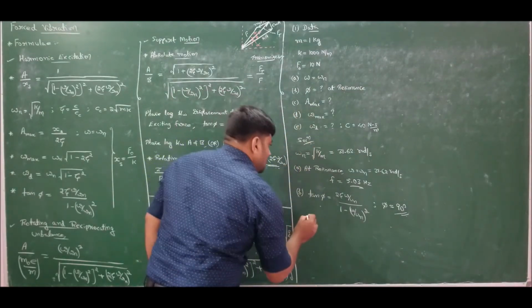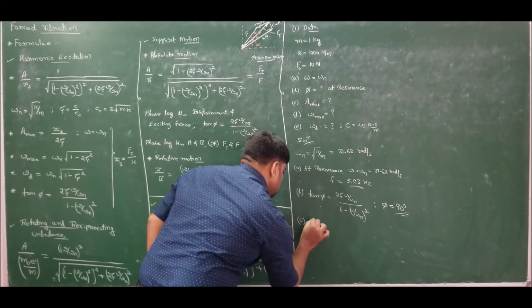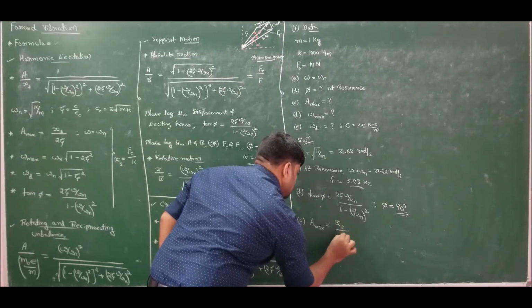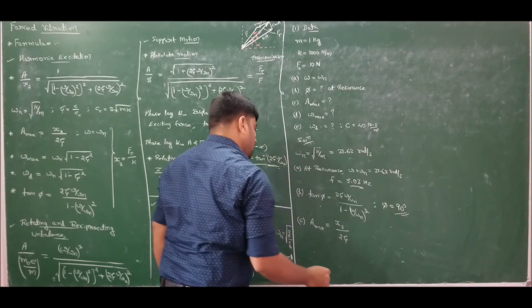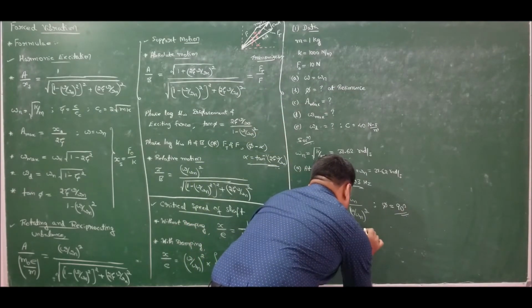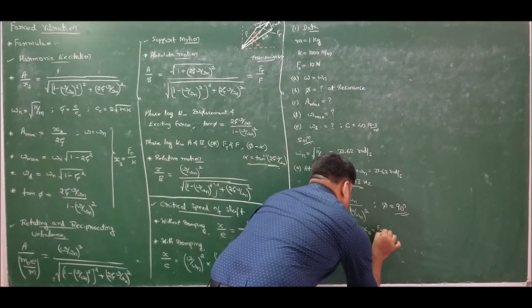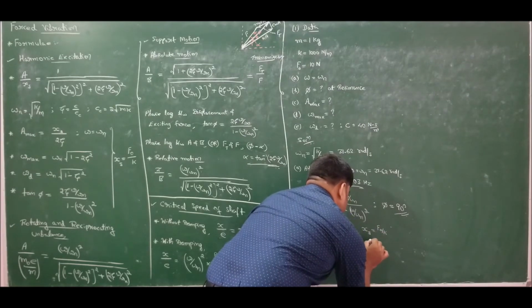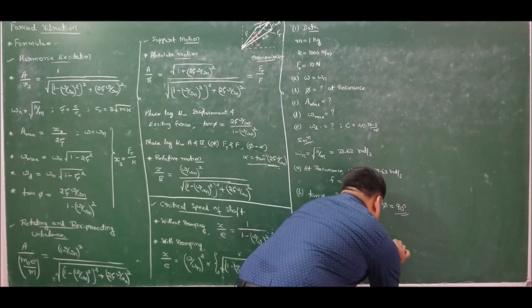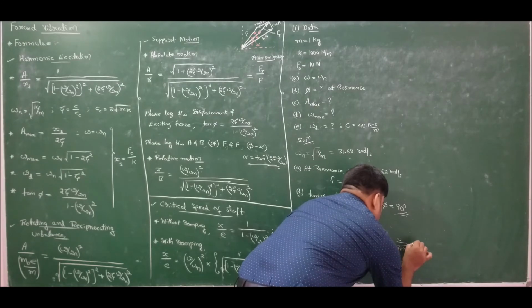Next, A max, C, maximum amplitude. A max is given by what? Xs by 2 zeta. Now we don't know what is the value of zeta and xs. Correct? Xs is given by f0 by k and zeta is given by c by cc. Again cc is given by 2 root mk. C by 2 root mk.